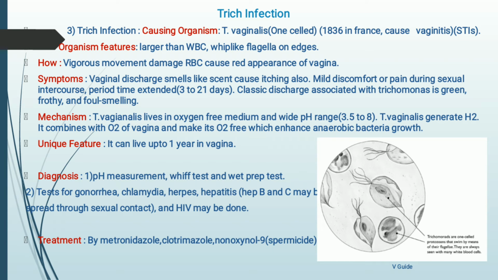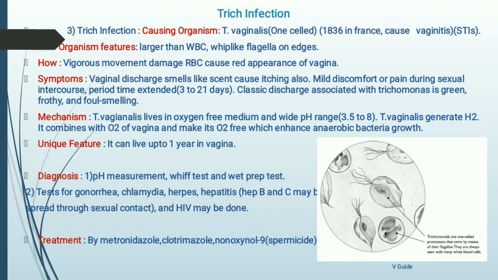Trichomonas vaginalis, which is a protozoa, lives in an oxygen free medium and a wide pH range, which is 3.5 to 8. This Trichomonas vaginalis generates H2O2. As I told you, Trichomonas vaginalis lives in anaerobic conditions, so this protozoa will grow where there is no oxygen, or very little oxygen. But in the vagina there is oxygen. So what happens during the flourishing of this organism?